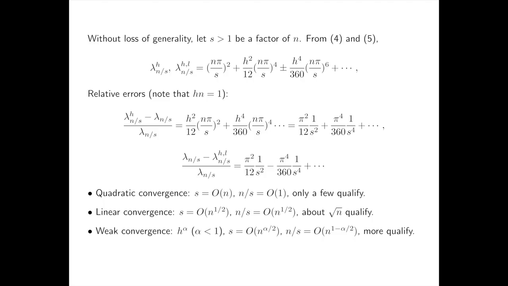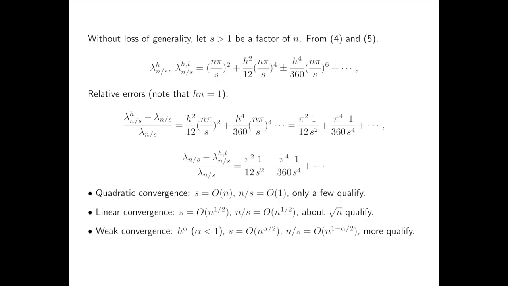So if a factor s is the same magnitude as n, what does that mean? That means you have only a couple of eigenvalues, right? And the same magnitude. So n over s is O(1). That means we only have a few qualified for quadratic convergence.